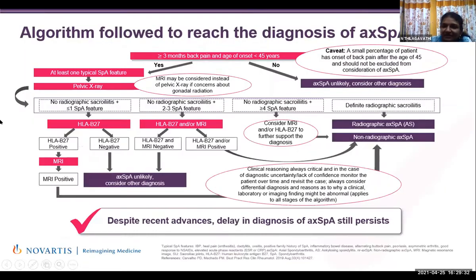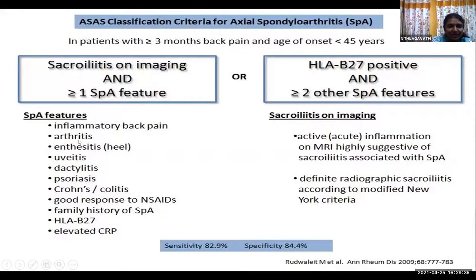With MRI, so the MRI showing sacroiliitis, plus one of the SpA features. Arthritis is peripheral arthritis, enthesitis, I've already told you, uveitis, dactylitis. Dactylitis is sausage shaped toes, either in the fingers or in the toes. It can be associated with psoriasis or inflammatory bowel disease. And a good response to non-steroidal anti-inflammatory drugs, family history of spondyloarthropathy, HLA-B27 positivity and elevated CRP. So this is the imaging arm of the criteria.